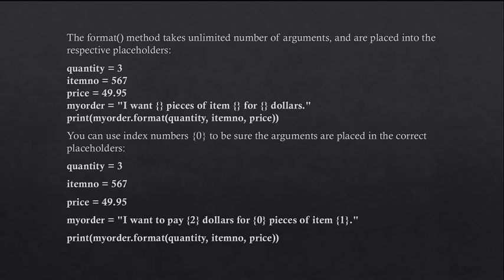The format method takes an unlimited number of arguments, which are placed in the respective placeholders. For example, we have declared a quantity variable 3, item number 567, price is 49.95, and my order is equal to "I want {} pieces of item {} for {} dollars." Because we have the format method, now we declare the print statement: myorder.format(quantity, itemno, price).